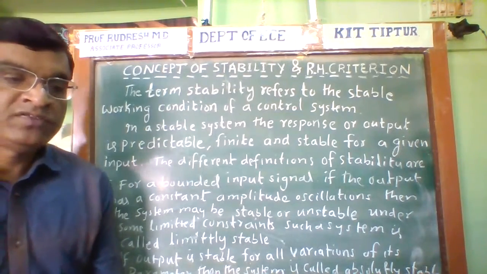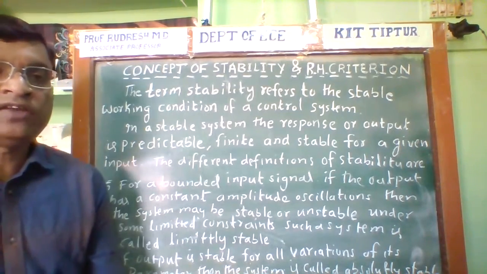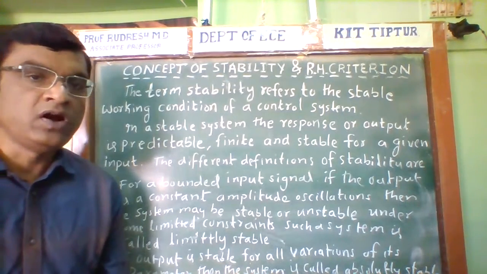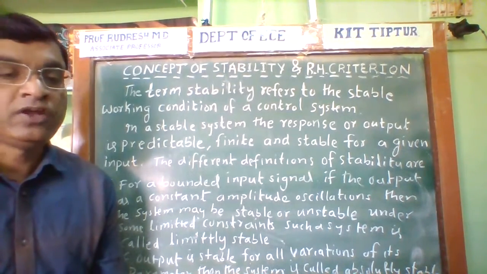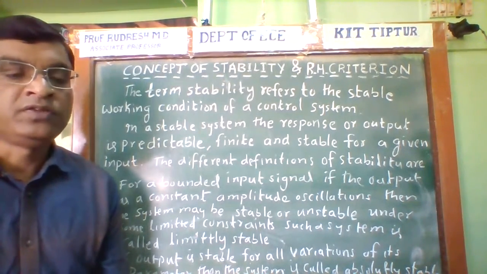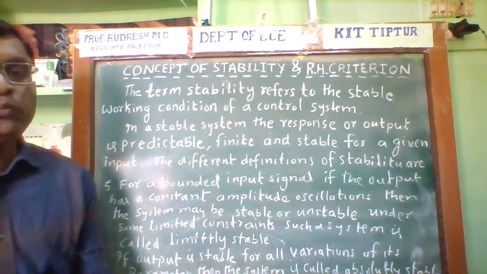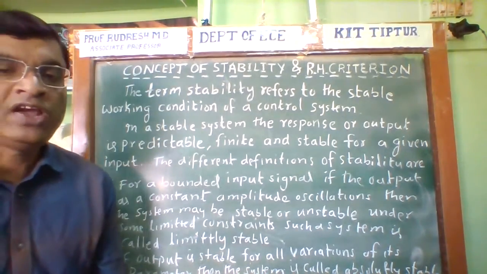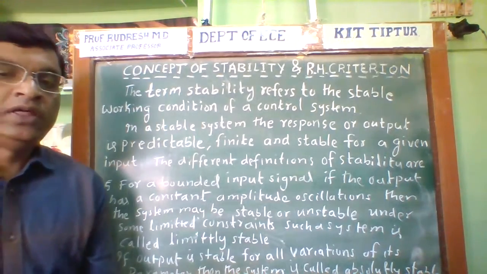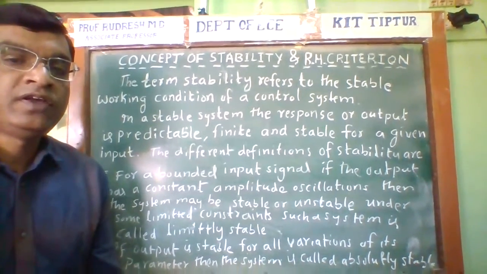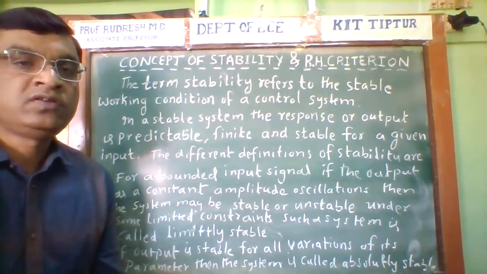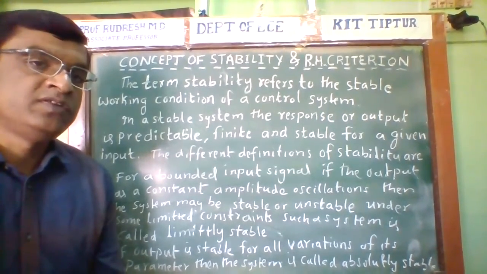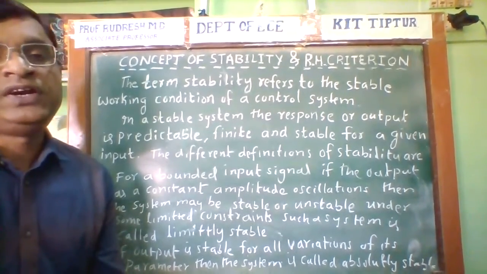If the output of the system is stable for all variations of its parameters, then such a system is called an absolutely stable system. So these are the different definitions.